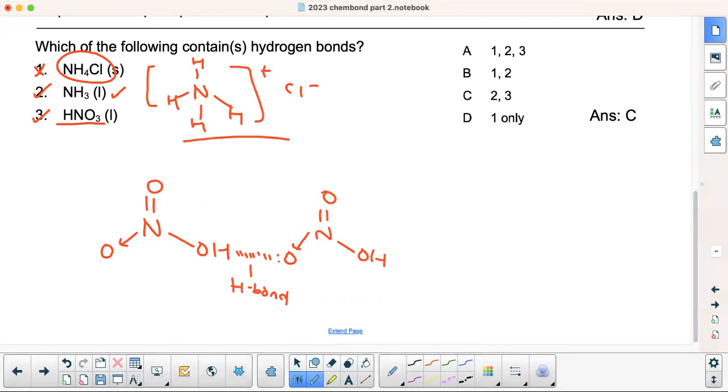Very good. These two have, but not the first one. The first one doesn't have any O, F, or N with a lone pair. So not possible.